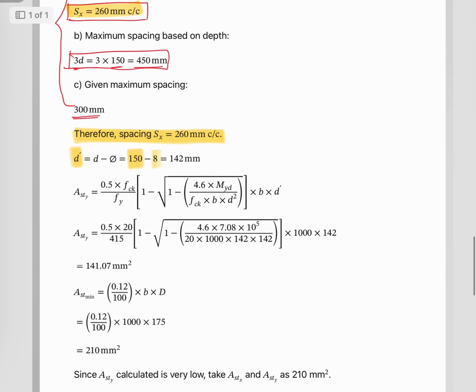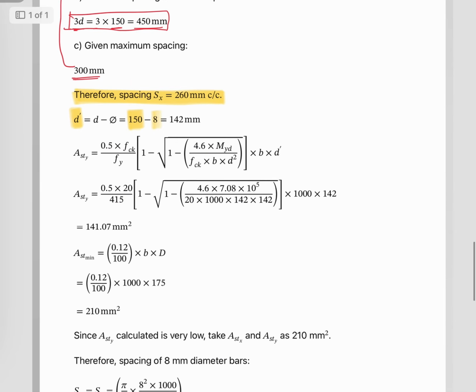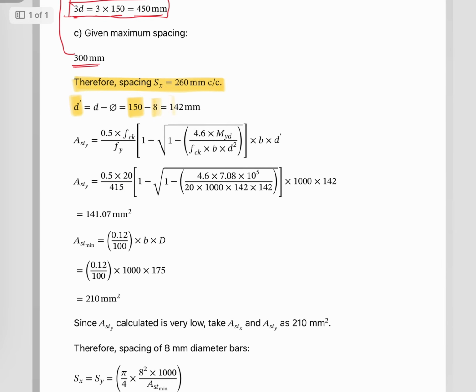So I'm going to select the 8 mm bar, because this whole spacing calculation I have done based upon the 8 mm bar, right? So 150 minus 8, it becomes 142. So you need to again calculate the area, okay, for the bar along the y direction. This I am calculating for the y direction, okay.